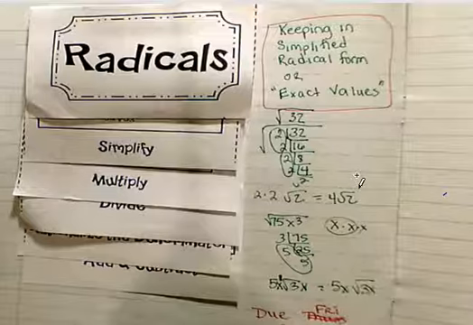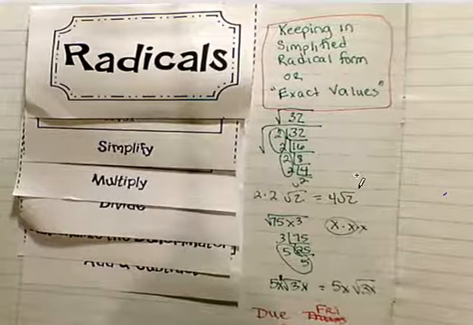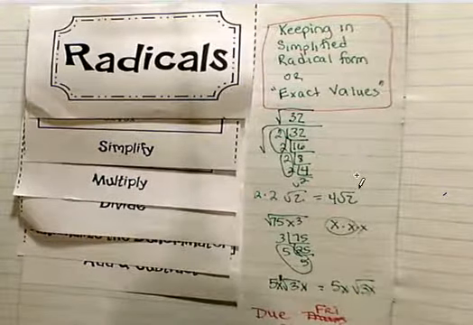If you don't know when to keep it as a radical when you use a calculator, that could cost you some points.